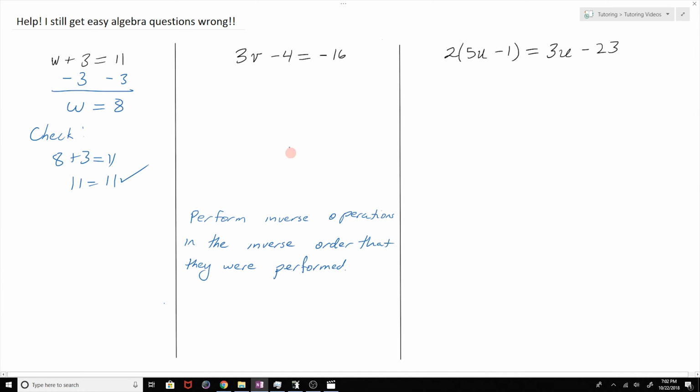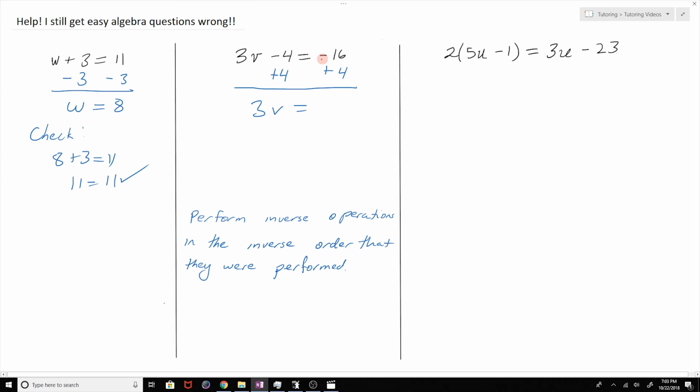So we have to know what operations were performed on V and in what order. The first operation performed on V was this multiplication by 3. The second operation performed on V is a subtraction by 4. So we have to invert that in the inverse order. The last operation was the subtraction by 4. So we have to invert that by adding 4. And that's the first thing we have to do.